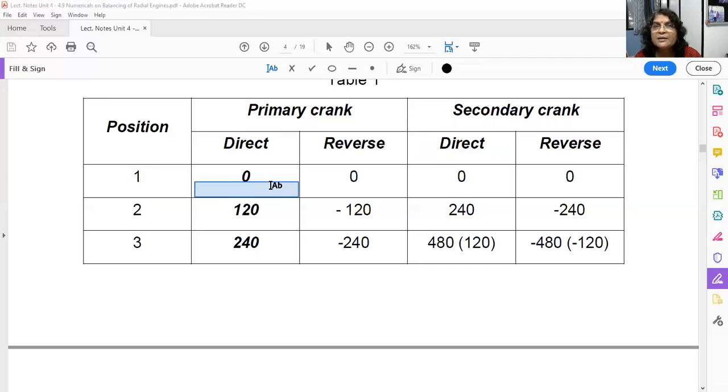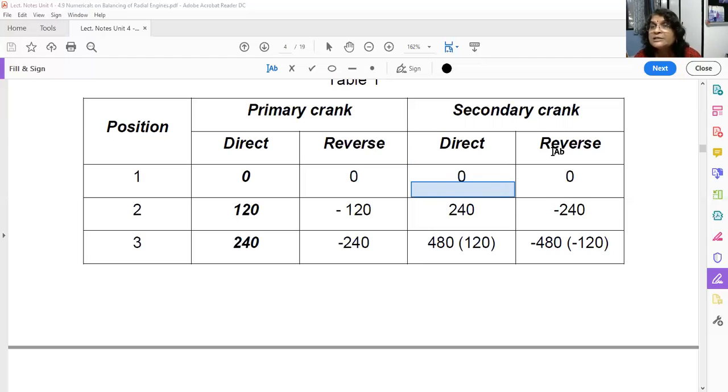So just make double angle of this direct primary crank and write down here. 0 into 2, 0. 120 into 2, 240 degree. 240 into 2, 480 degree. 480 minus 360, it is 120 degree. Understood? So this is the direct secondary crank angles. We have to rotate that m by 2 to put it on the secondary direct crank.